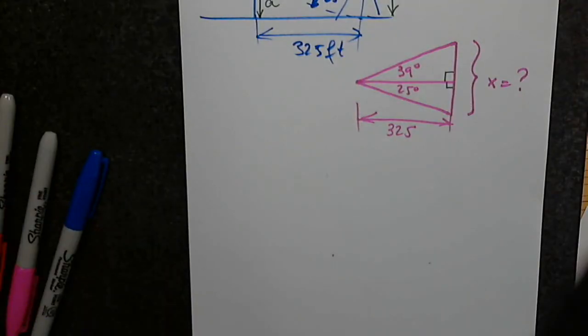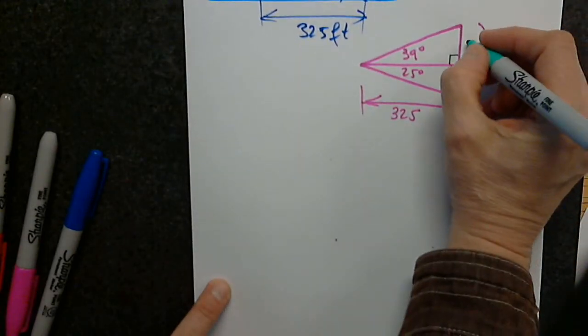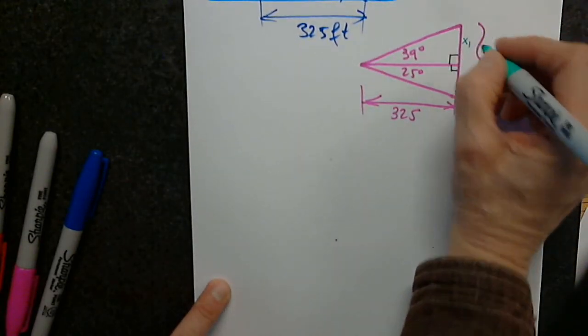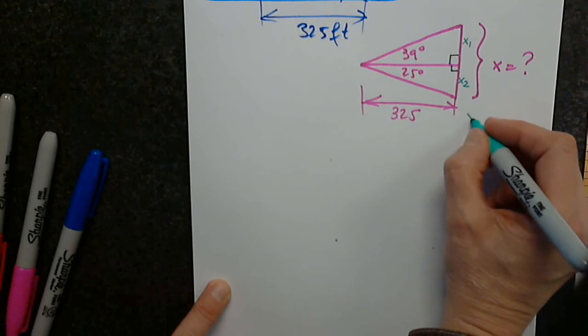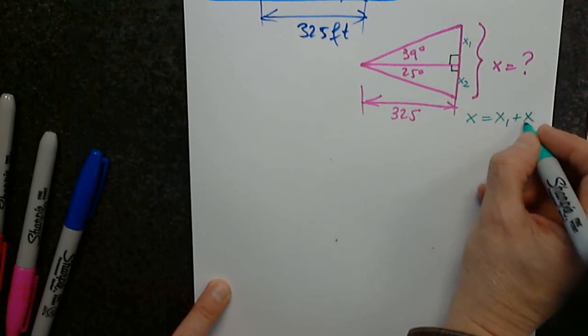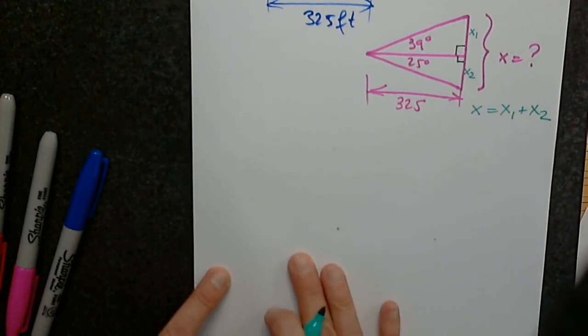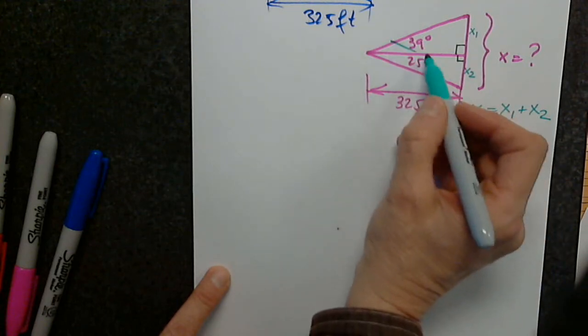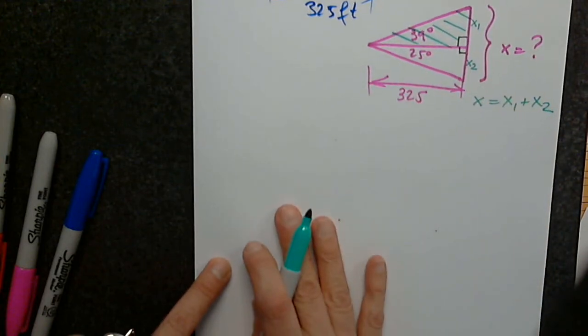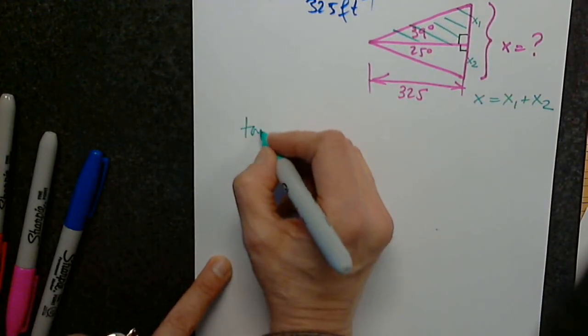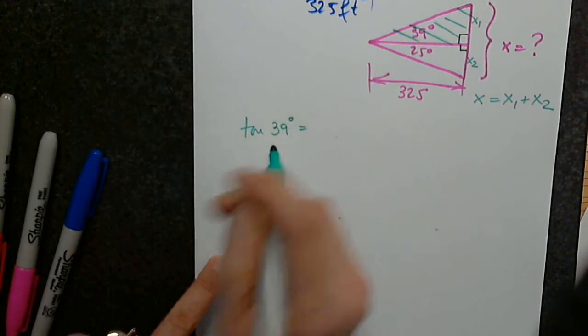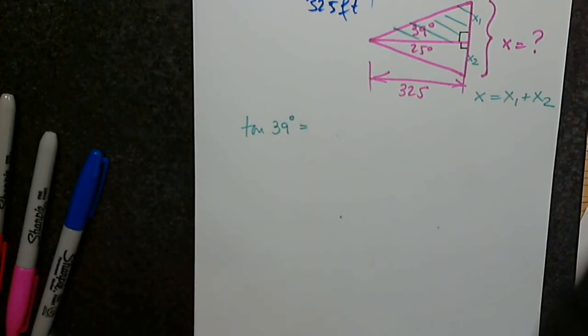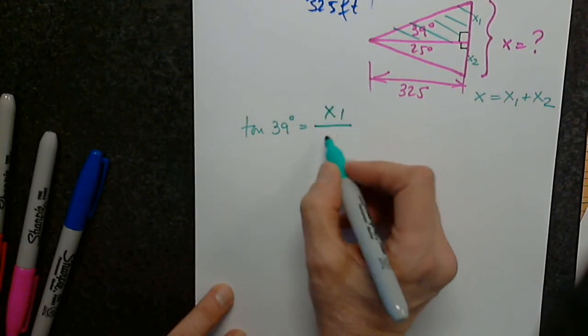Of course. Remember, tangent is the key. Because you have the cosine, which is 325. So I'm going to call this x1, and I'm going to call this x2, and I'm going to say that x is x1 plus x2. And in this triangle, I'm going to write that tangent 39 degrees equals x1 over 325. Very good.